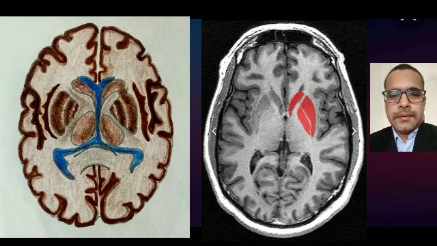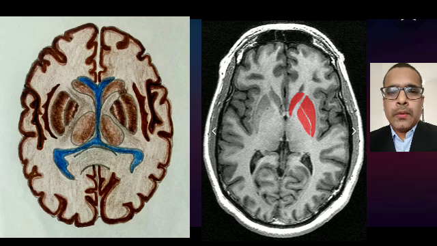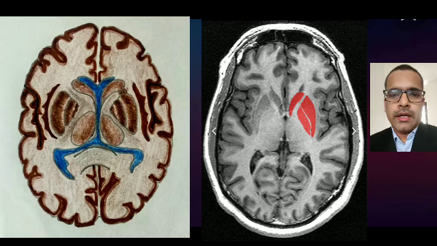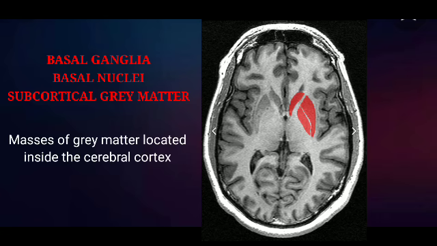Hello everyone. In this video, we are going to explain the basic anatomy of basal nuclei or basal ganglia. So we have learned that in the cerebral cortex, gray matter is located towards the outer aspect and white matter is inside. But there are large masses of gray matter situated in the cores of cerebral cortex, that is inner to the white matter. These masses of gray matter located inside the cerebral hemispheres are called basal nuclei.